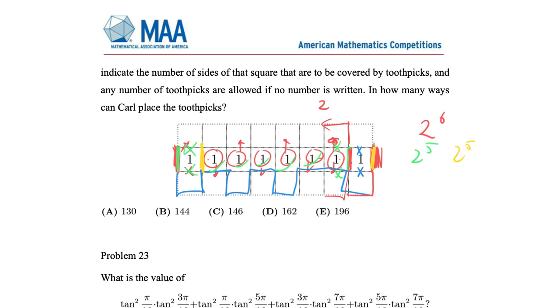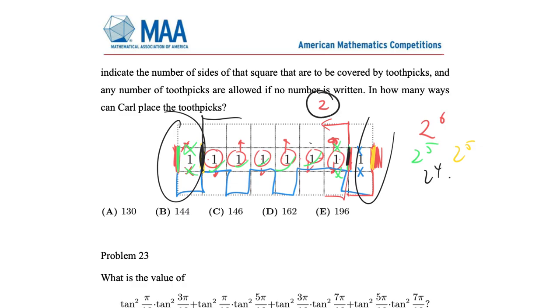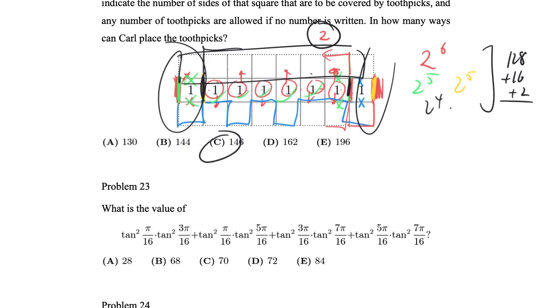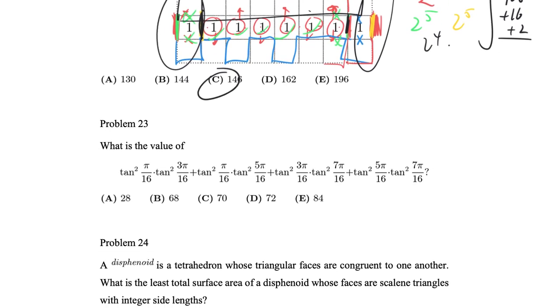5th. And then finally, we have the case where both of them are inside here. And again, we don't have to care about this or this anymore. And you have 4 choices now, so 2 to the 4th. And then adding, remember, don't forget the 2. You would see a total of 128 plus 16 plus 2. And that is equal to C. So as I said, the 2 is a very mean way to get you, right?